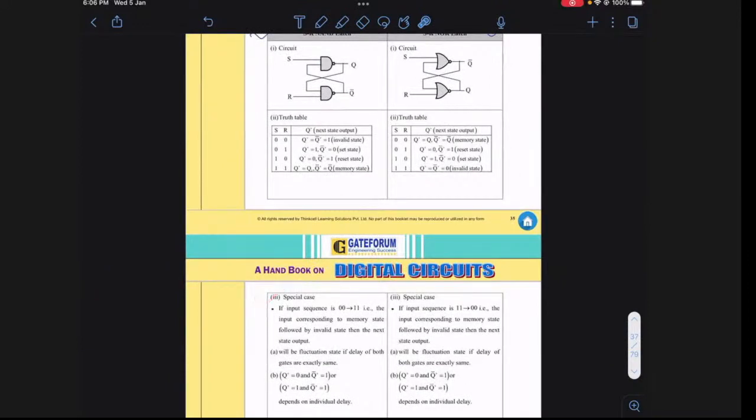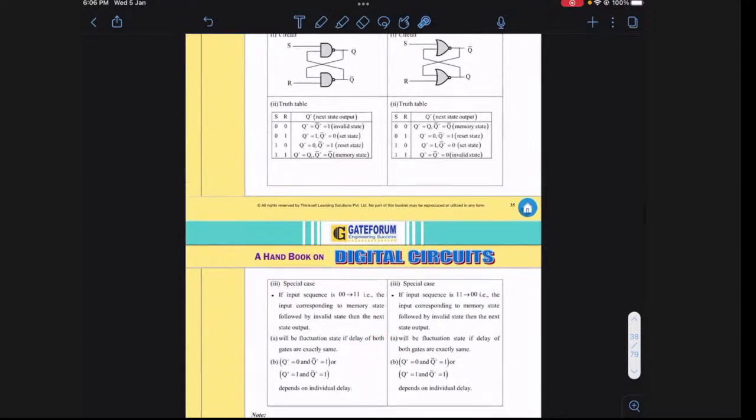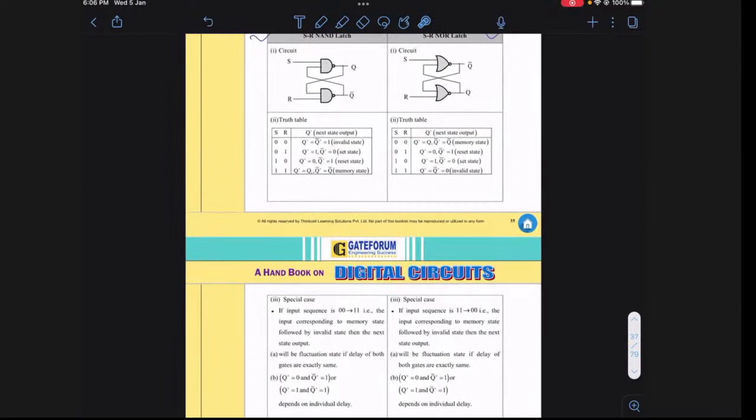If the input sequence is 0, 0 followed by 1, 1, that is, the input corresponds to the memory state followed by the invalid state, then the next state output will fluctuate if the delay of both gates is the same. Otherwise, it is unpredictable. Sometimes it can be 0, sometimes it will be 1. So what I mean is, if I'm giving first 0, 0, and then after some time I change it to 1, 1, in this sequence, 0, 0 followed by 1, 1, we cannot tell what the next state output is. So remember, if the input corresponds to the memory state followed by the invalid state, then the next state is unpredictable. It depends on the delay.